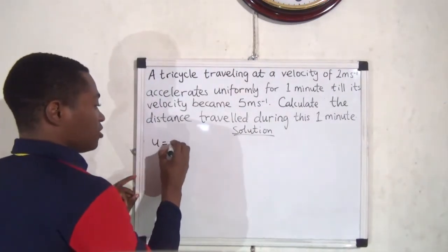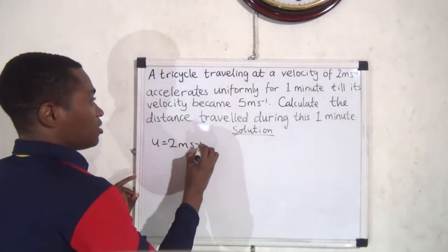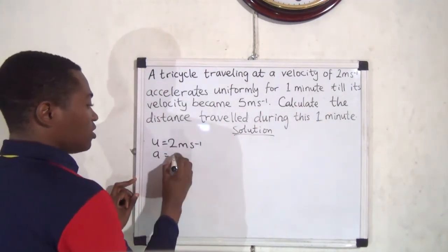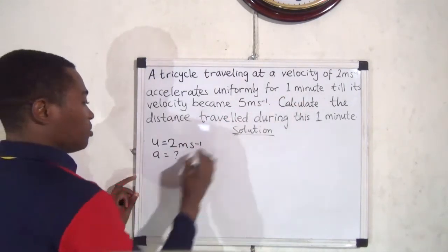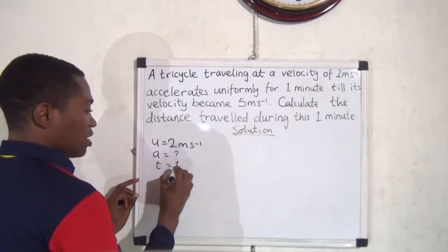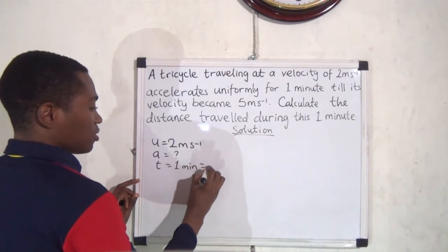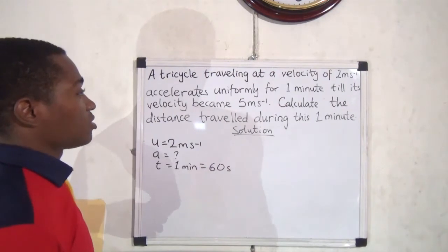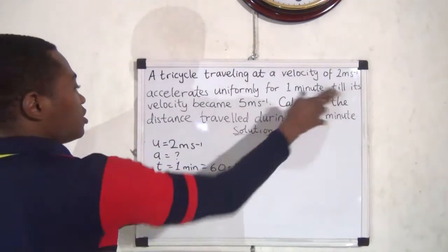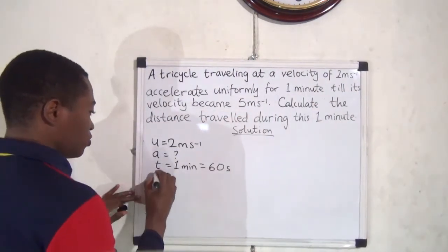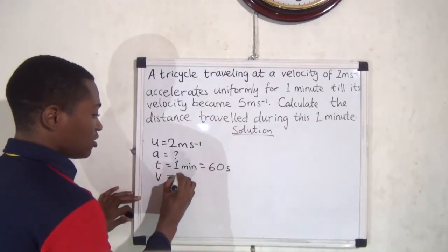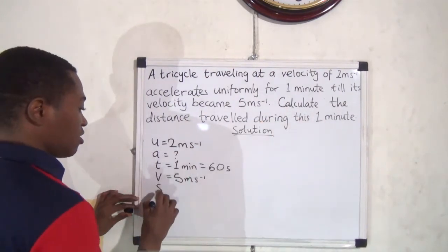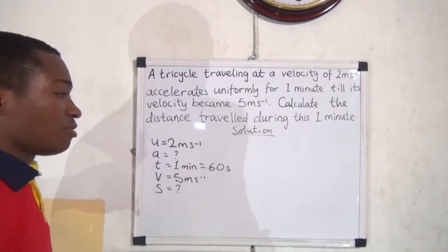We have the initial velocity is equal to 2 meters per second, accelerates uniformly for 1 minute. Accelerate, we are not given the acceleration. For 1 minute, we are given the time is equal to 1 minute. The 1 minute is equal to 60 seconds, right? So we have 60 seconds for the time. The velocity became 5 meters per second, so the final velocity is 5 meters per second. Calculate the total distance traveled. Total distance traveled is unknown.